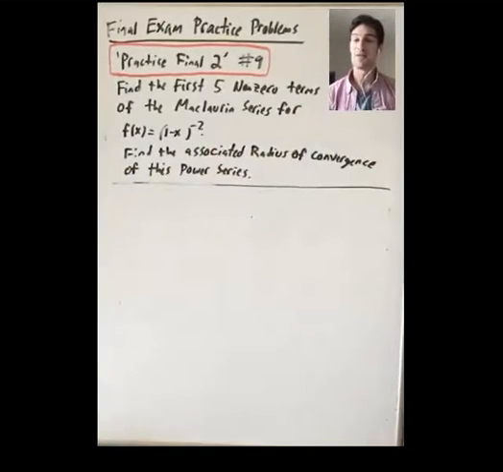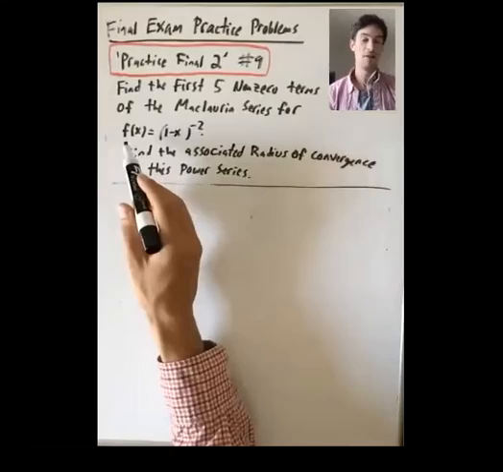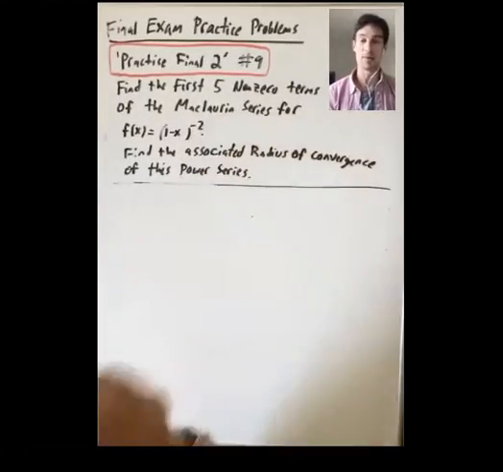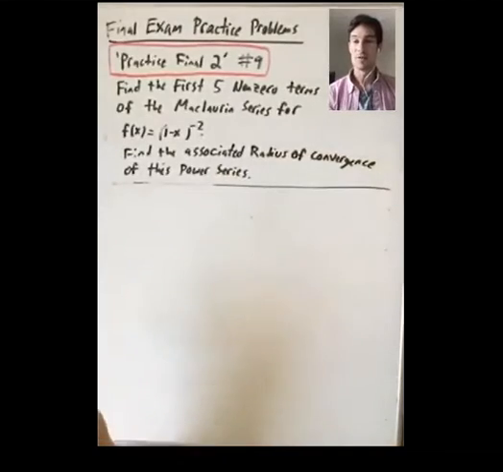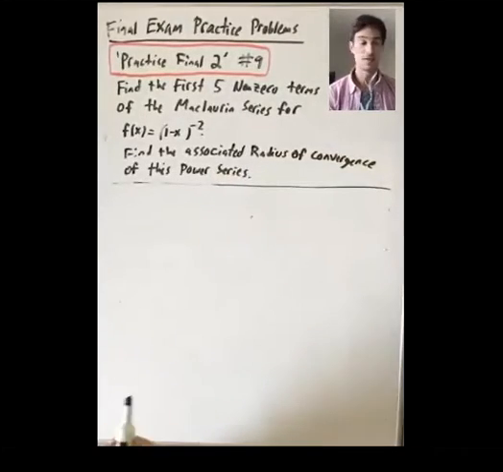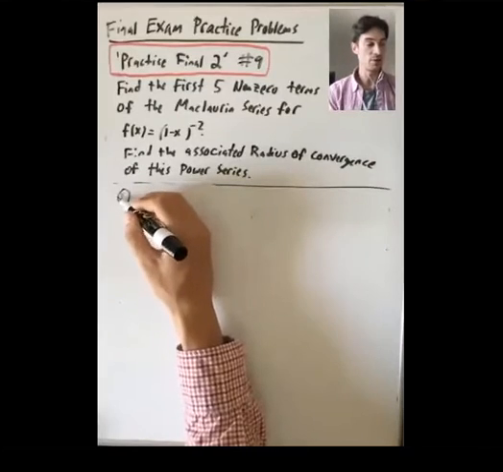It asks us to find the first 5 non-zero terms of the Maclaurin series for f of x equals (1 minus x) to the minus 2. Then we want to figure out the radius of convergence of that power series. There are 2 good ways to do this, and I'll show you both of them.